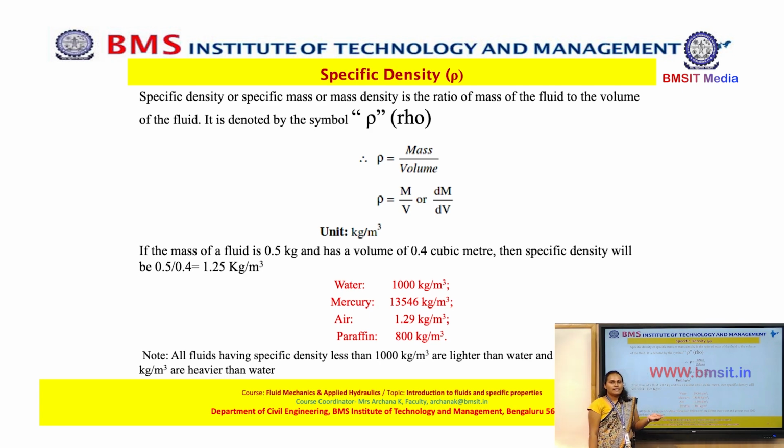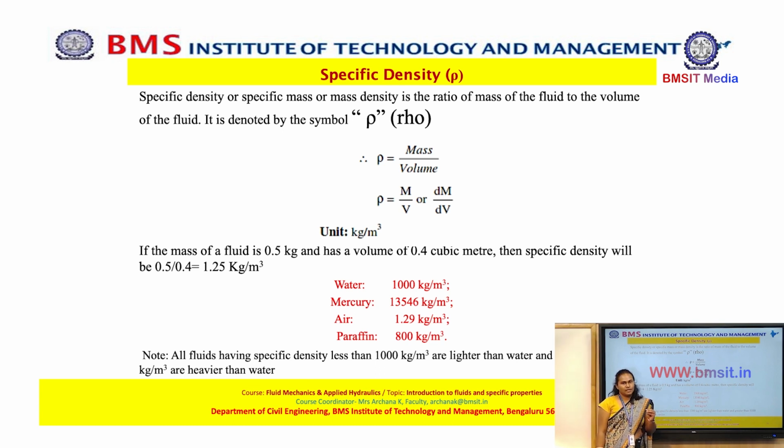Hence air is always lighter and it floats above the water. And then all fluids having specific gravity less than 1000 kg per meter cube, which is a reference for us, will be lighter, and anything which is having more than 1000 kg per meter cube will be heavier. The reference level here is the water. Water is considered to be a universal reference matter, especially for fluid mechanics.